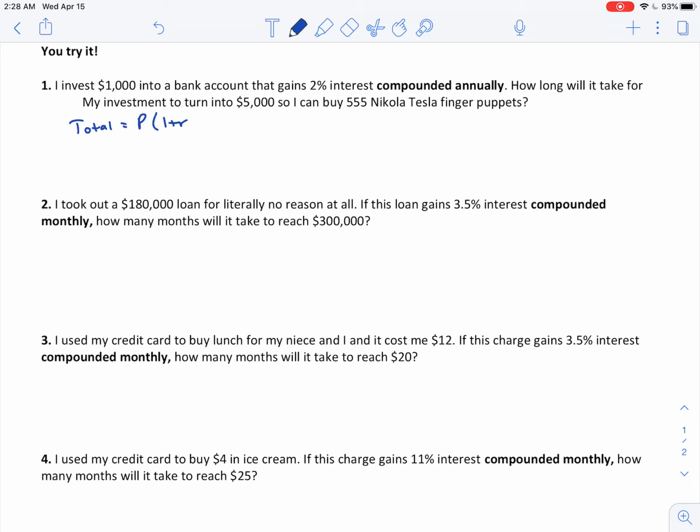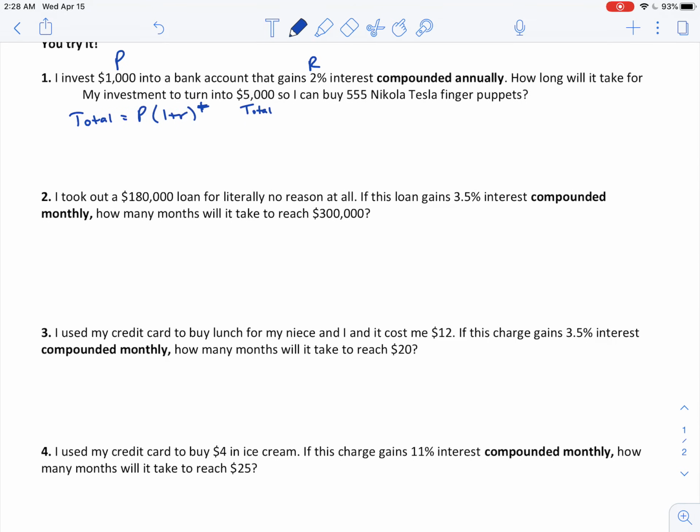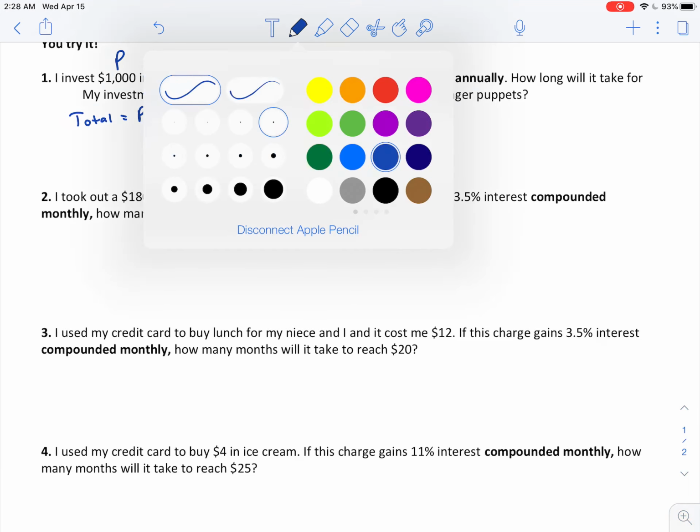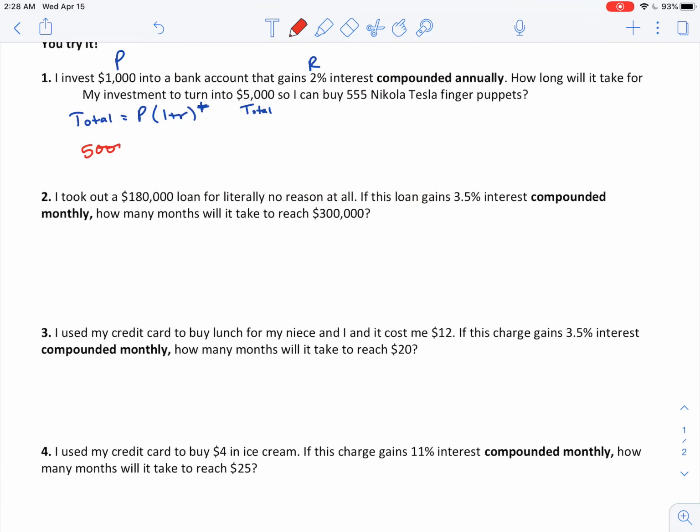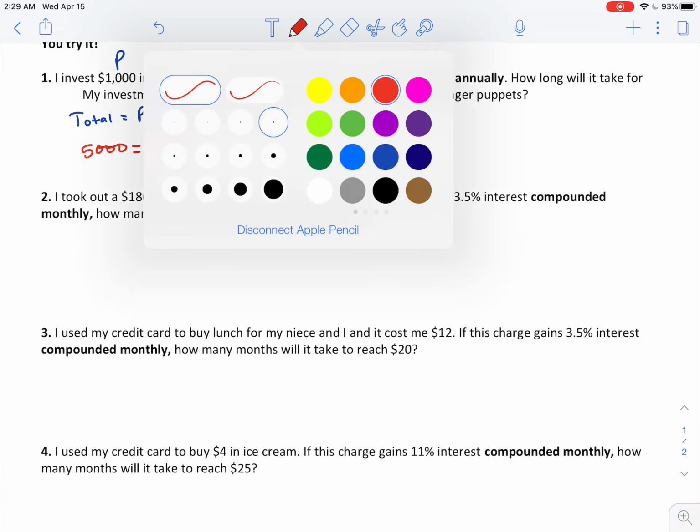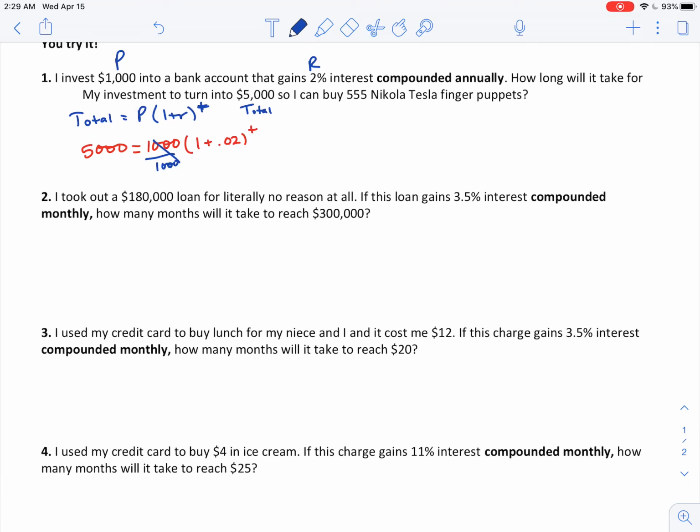So just to review yesterday, I said I invest $1,000 into a bank account that gains 2% interest compounded annually. So this was total equals our principal times 1 plus r to the t. And I want to know how long will it take for my investment to turn into $5,000 so that I can buy 555 Nikola Tesla finger puppets on Amazon. So if I substitute these values in, I want $5,000. I put in 1,000 at a rate of 2%. I want to find the time there.